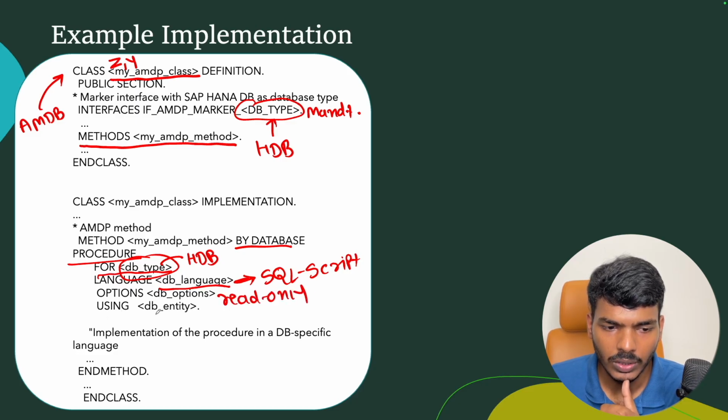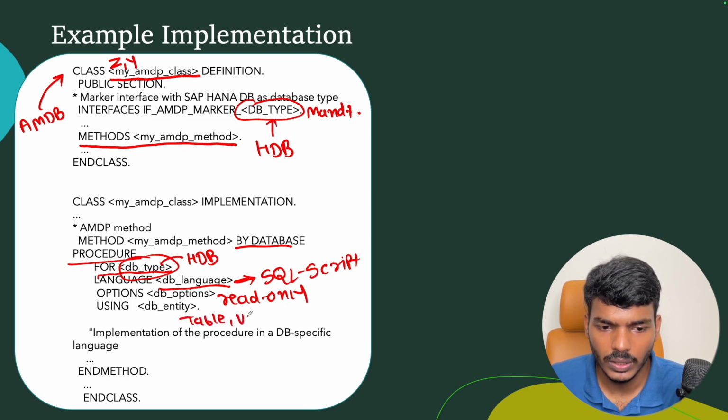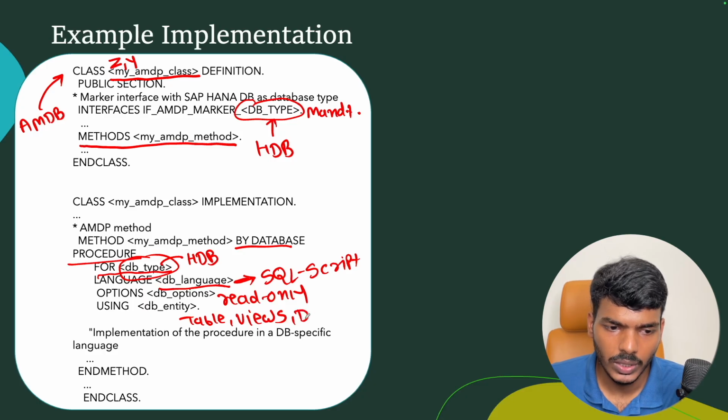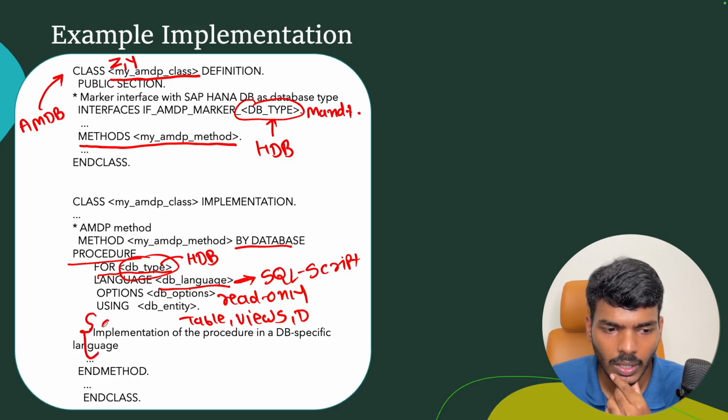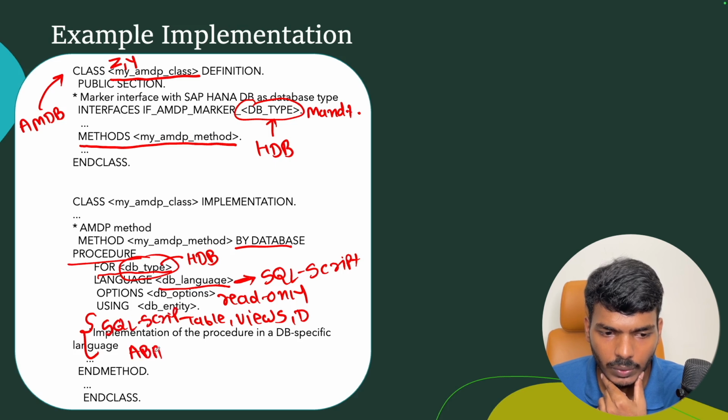In using we will give all the tables and views which we are using inside this method. We will also give our database procedures or database functions if we are using them inside this method, because you need to give every data source which you are using inside this method here, else you will get an error. And this implementation will be in SQL script. You cannot use general ABAP here, it will give you an error.